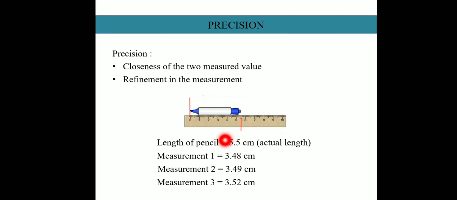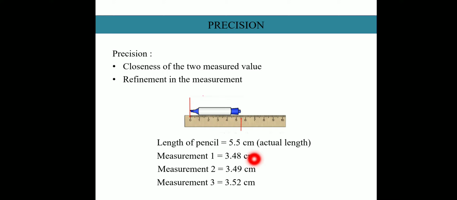So you can see that the actual length of a pencil is 5.5 centimeter, but every time when we try to measure it by ourselves, the value is very close to 3.5. So 3.48, 3.49. So in this case, we say that our measurements are very precise. Okay, our measurements are very close to each other.